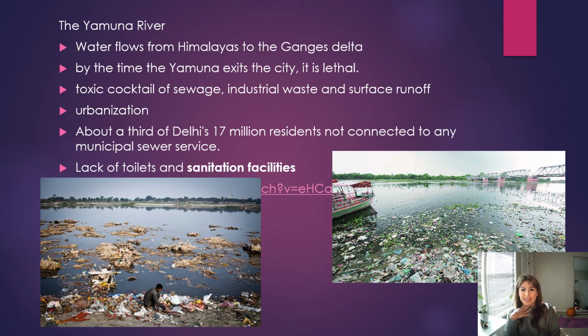About a third of Delhi's 17 million residents are not connected to any sewer service. And that's kind of what I was trying to say in the last slide. So you have millions of people that do not use a sewer service toilet. And it sounds like, well, they should just make a sewer service, but that's very difficult to implement that kind of infrastructure in a place that does not have that. So the lack of toilets and sanitation facilities is a main reason for a lot of the polluted rivers, and you will have a video on this in your module.